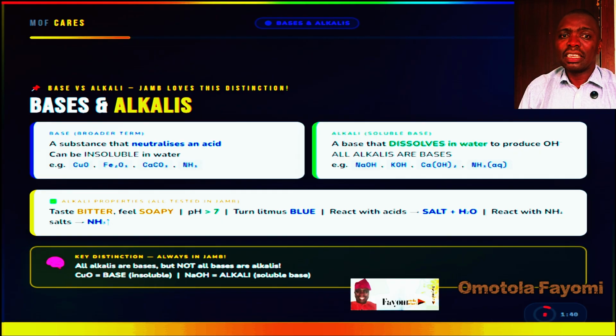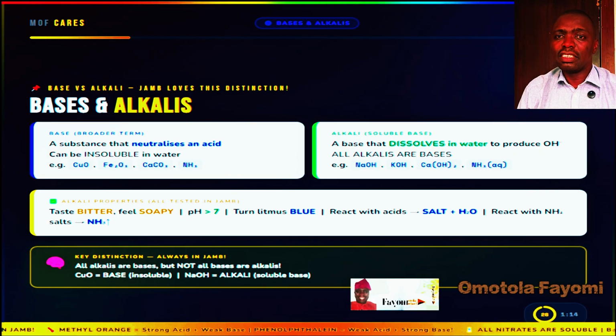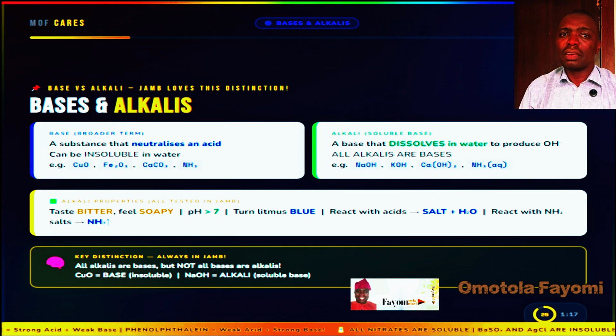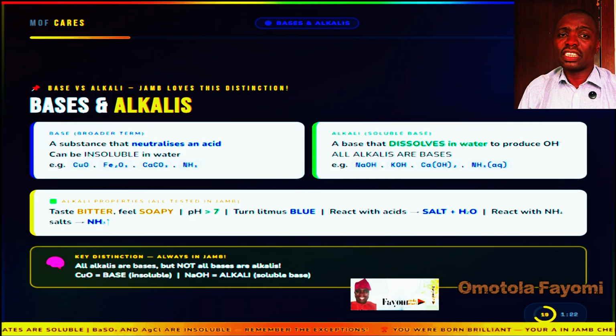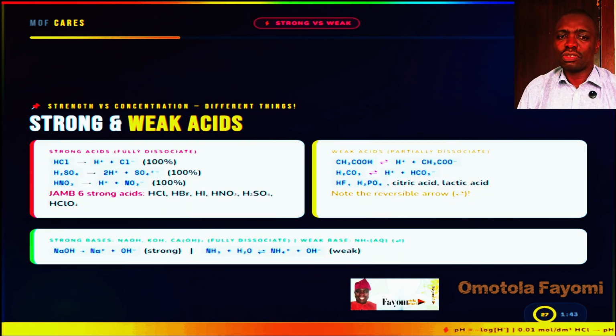Properties of alkalis: bitter taste, soapy feel, pH greater than 7, red litmus paper turns blue, and they react with ammonium salts to release ammonia gas, which has that characteristic sharp smell and turns damp red litmus blue. Note that. So what are strong and weak acids and bases?